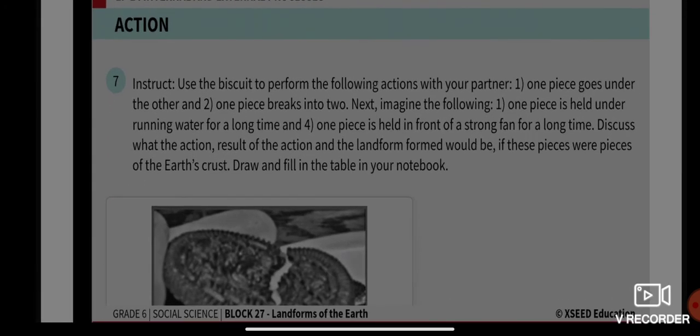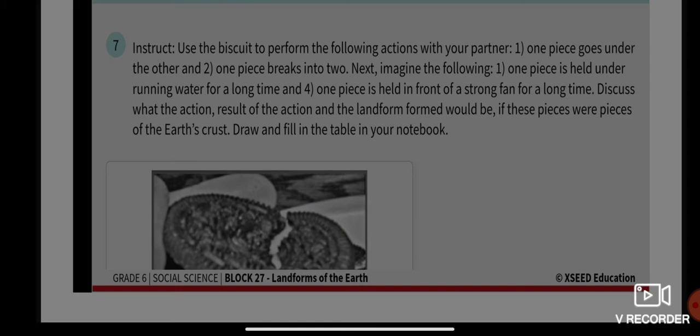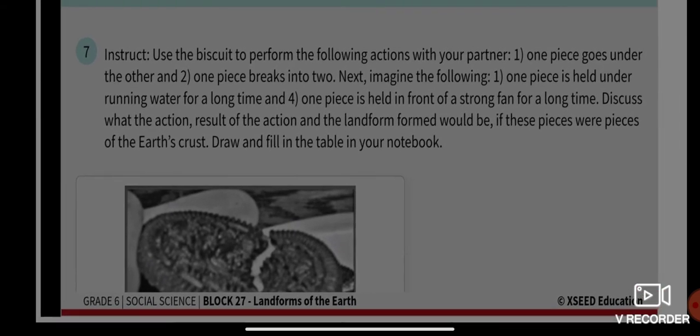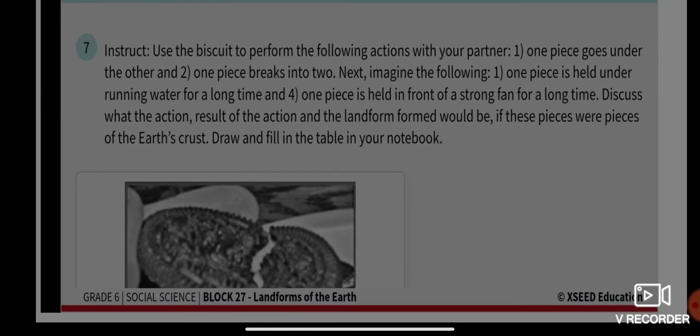Now see, you use the biscuit to perform the following action with your partner. Okay, and if you are alone, you can always do it alone. One piece goes under the other and one piece breaks into two. Now the next step is you imagine the following. Okay, one piece of a biscuit is held under running water for a long time.